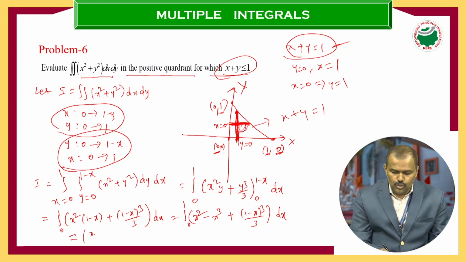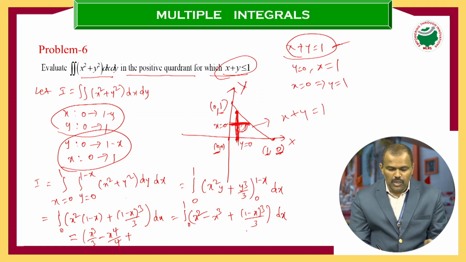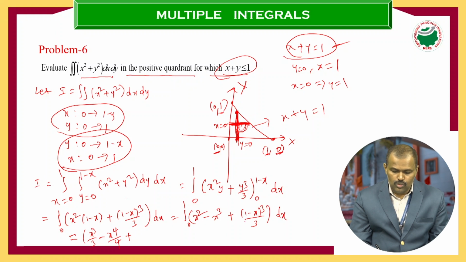So when I substitute the upper limit, first 1, so that is 1 by 3 minus 1 by 4, and this is plus minus minus 1. When I substitute 1, 1 minus 1, 0. This is 0. This is upper limit minus lower limit. When I substitute 0, first term 0, second term 0. Only last term, third term.